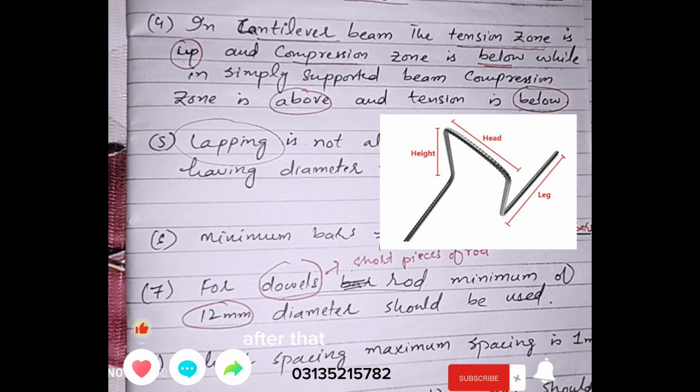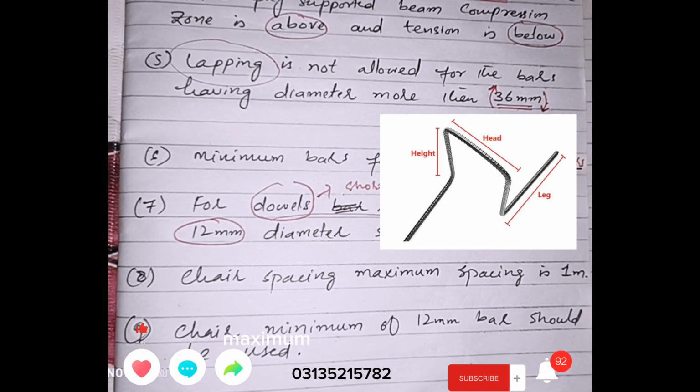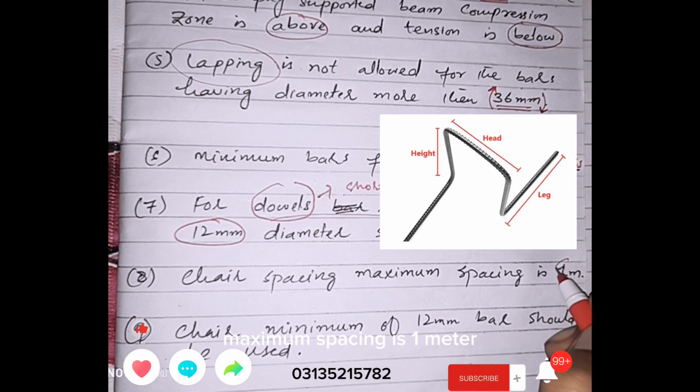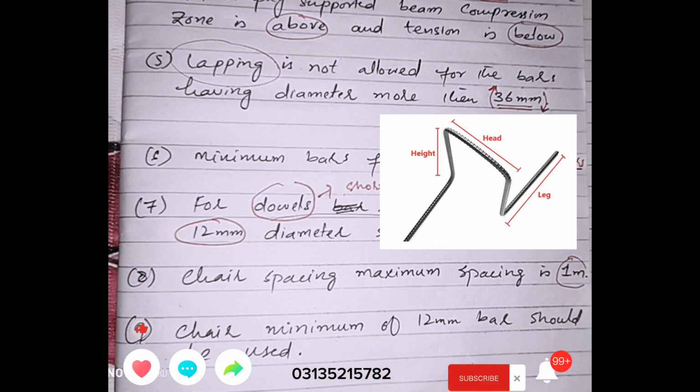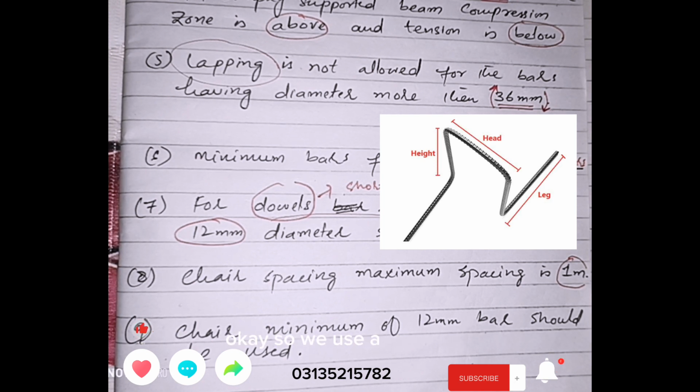After that, come to number 8. Chair spacing, maximum spacing is 1 meter. What is chair spacing? For chair spacing, we use chair bars. A chair bar is a supporting bar placed and tied in between the upper and lower reinforcement to maintain the gap and the stability of the reinforcement. Okay, so we use chair bars.